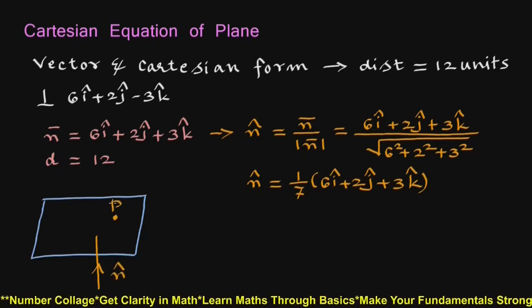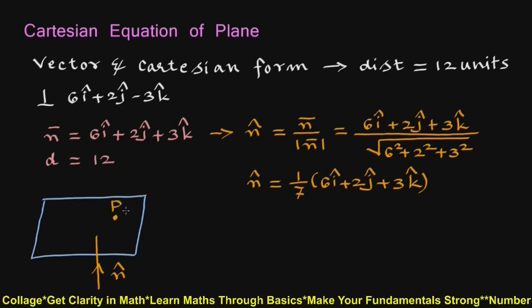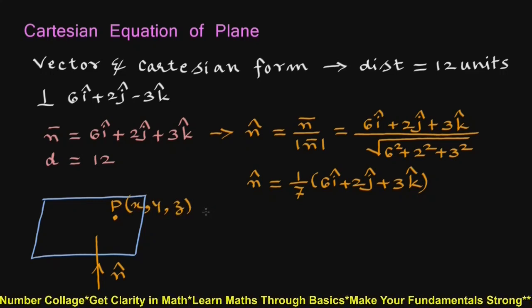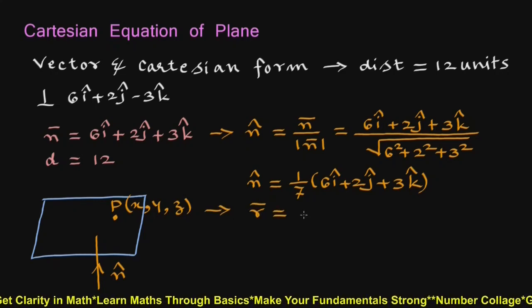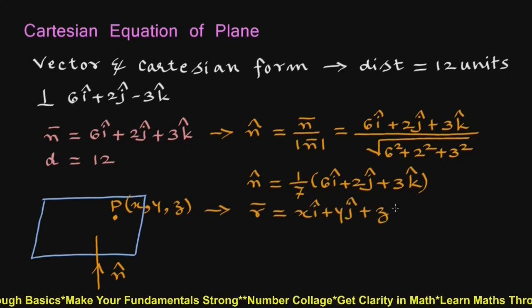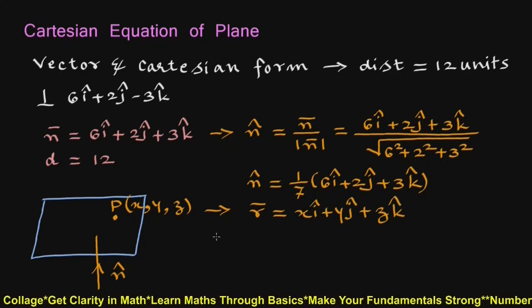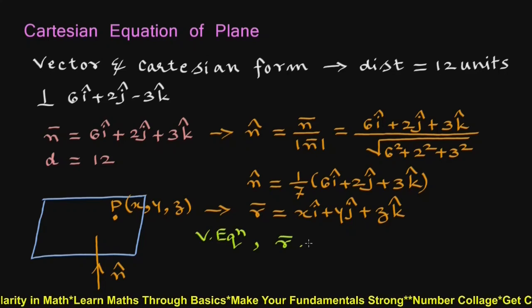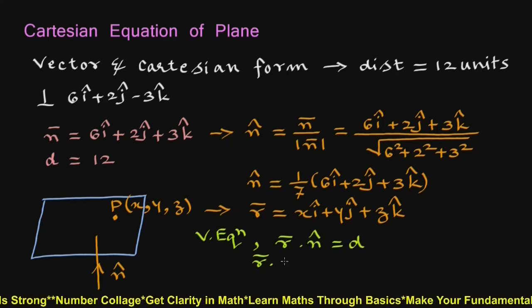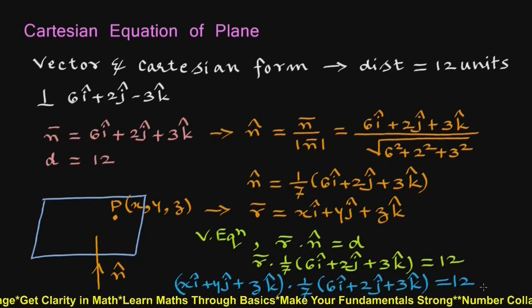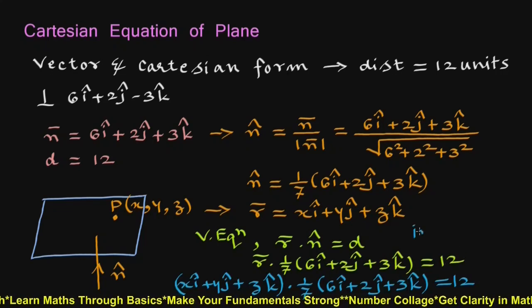Let P be any arbitrary point on this plane x, y, z, whose position vector is r bar equals x i cap plus y j cap plus z k cap. Now vector equation of the plane is r bar dot n cap equals d, that is r bar dot n cap equals 12, so this is the vector equation in normal form.